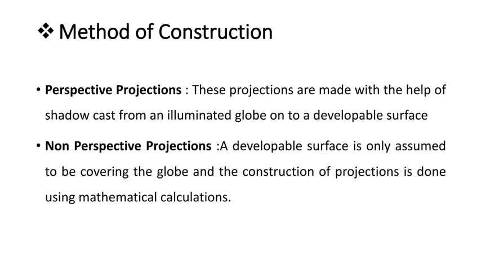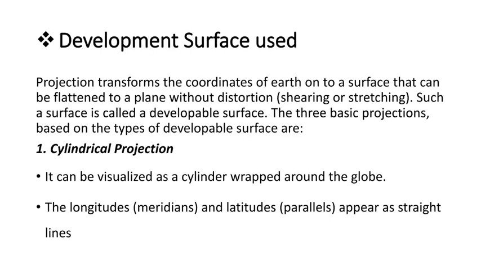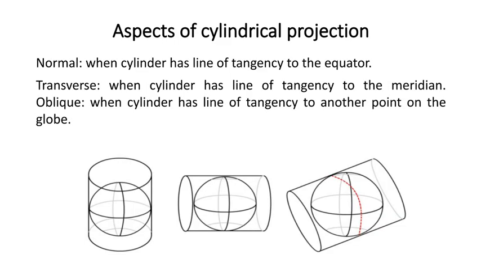Okay, now the second method of map projection which we discussed earlier was development surface used. So here the projection transforms the coordinates of the earth onto a surface that can be flattened to a plane without any distortion. Such a surface is what is called a developable surface. The type of projections which we use here, the first one, is called a cylindrical projection. In cylindrical projection, it can be visualized as a cylinder which is wrapped around the globe.